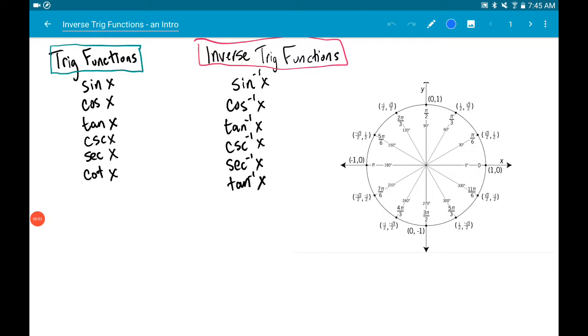Hello there. I wanted to take a few minutes and talk about inverse trig functions and how they're related to trig functions in the unit circle and all the other stuff we've been doing. So thanks for tuning in. Just a little bit of background.